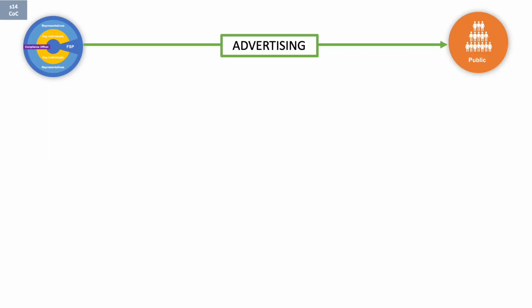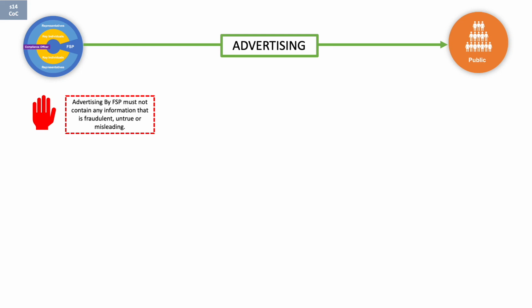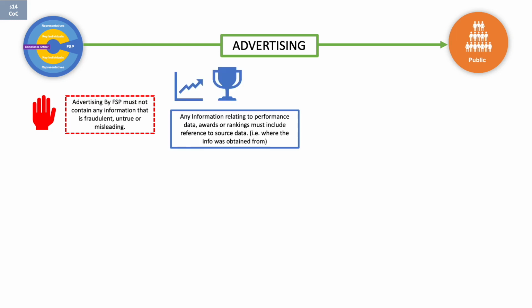The FSP advertises to the public, however, needs to take into consideration certain actions and requirements as laid out in Section 14 of the Code of Conduct. Advertising by the FSP must not contain any information that is fraudulent, untrue, or misleading. Any information relating to the performance data, awards, or rankings must include reference to source data. In other words, where the information was obtained.